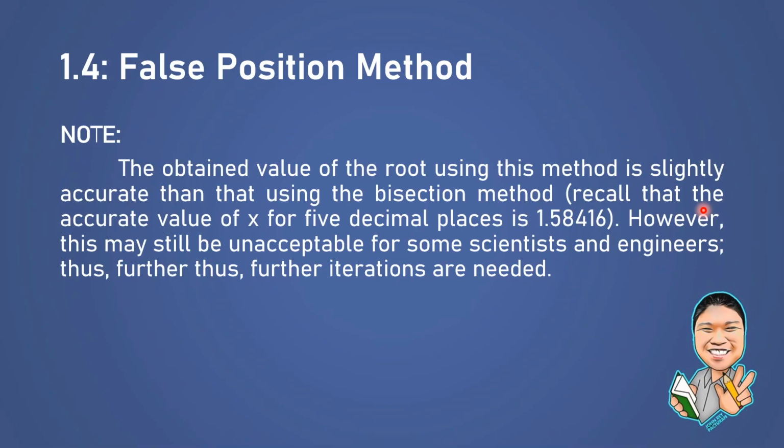Final note, the obtained value of the root using this method is slightly more accurate than using the bisection method. Of course, we are expecting this to be a more accurate method kasi nga, this is an improvement of the bisection method. Recall that the accurate value of x for 5 decimal places is 1.58416. Ito yung kapag gumamit ka ng high-powered software. However, this may still be unacceptable for some engineers and scientists, thus further iterations are needed.